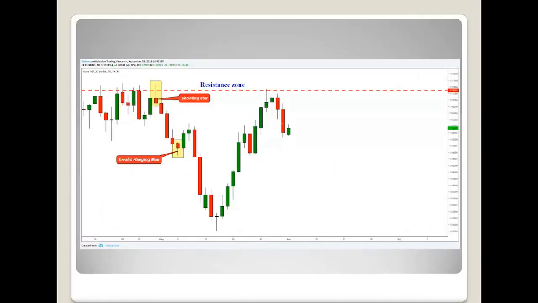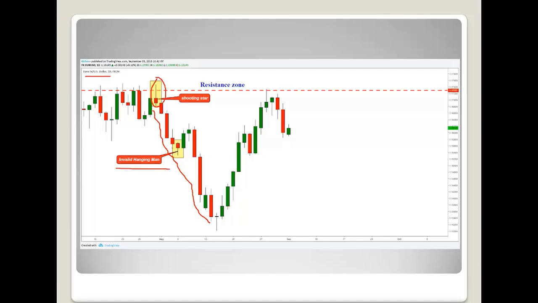Some other examples, a live example. The current market is trading at, it's EUR/USD. We have a resistance line at 1.17293, and we had a shooting star near the resistance level. As you can see, after the resistance the market moved all the way down. But I just wanted to show you there was an invalid hanging man.